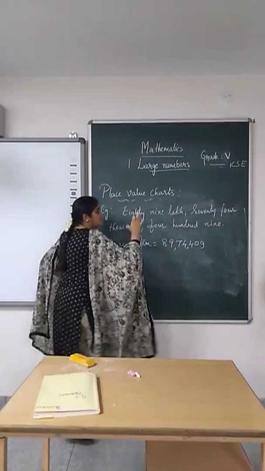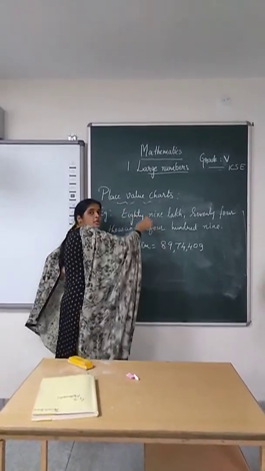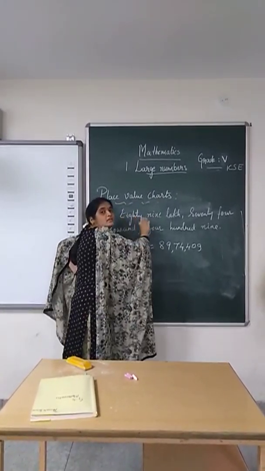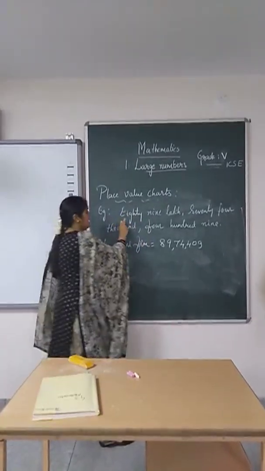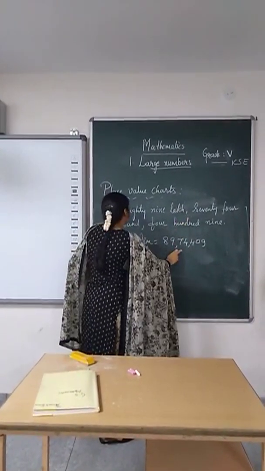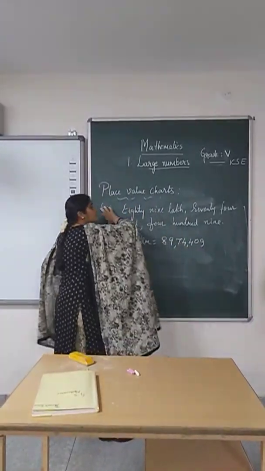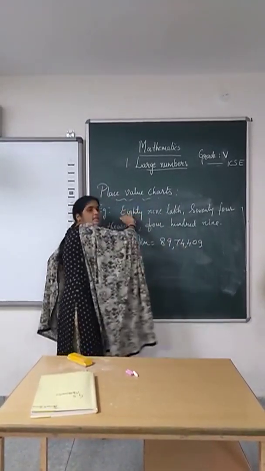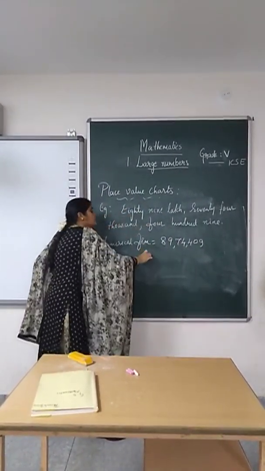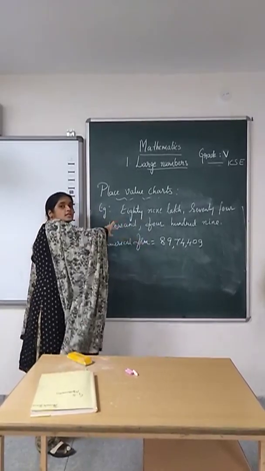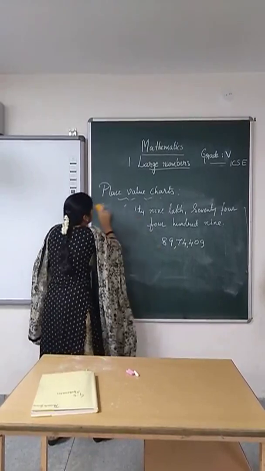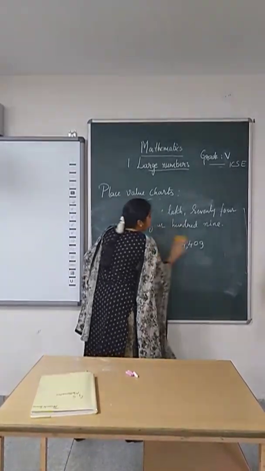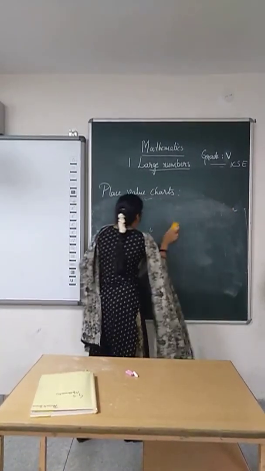And if the numerical form is given, you need to know how to write the number name. That is the vice versa. So here 89 lakh 74,409. This was the word form, name of the number, and this is the numerical form, and you should know how to write the name of the number which is given in the numerical form also.